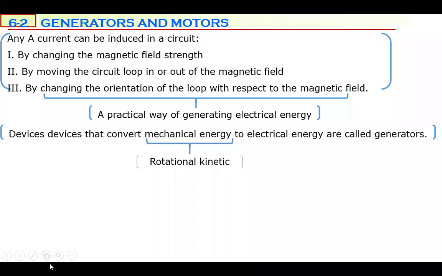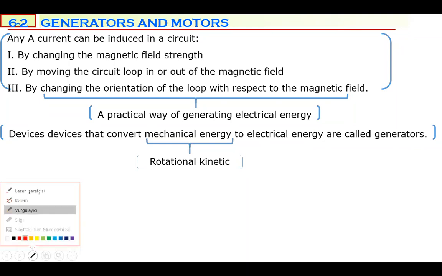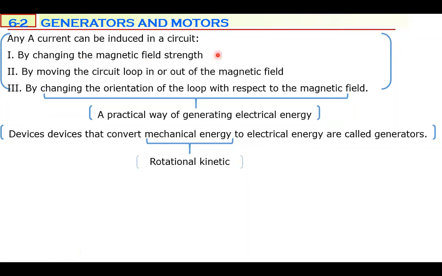Of course, generators are generating EMF, electrical energy. So how? By three ways. In fact, the basic idea was changing the magnetic flux. A current can be induced in a circle by changing the magnetic field strength B, by moving the circular loop in or out of a magnetic field area, or by changing the orientation of the loop with respect to the magnetic field, theta, AB cosine theta. So by these three ways, we can induce an EMF in a coil.